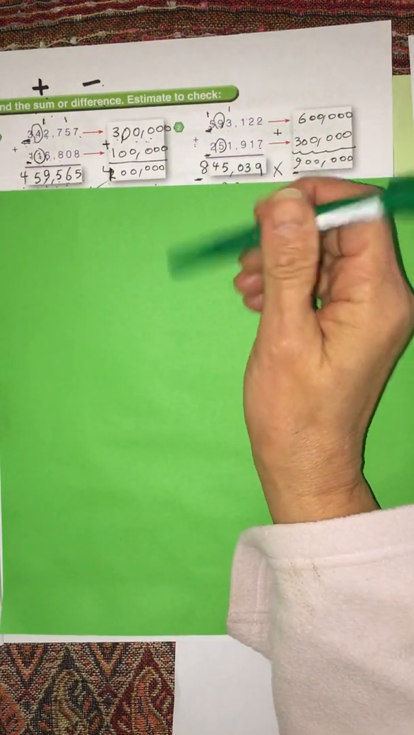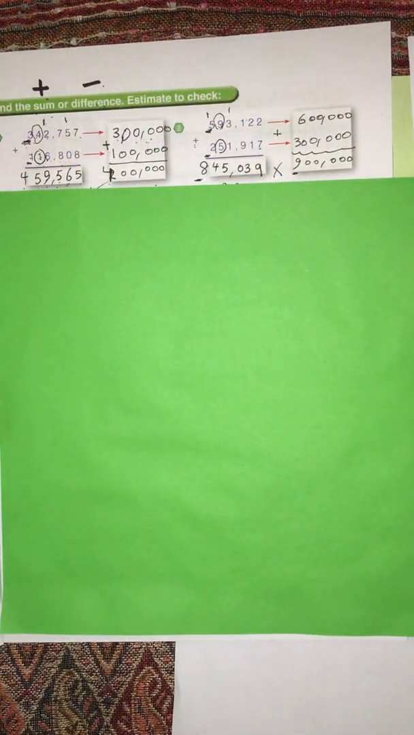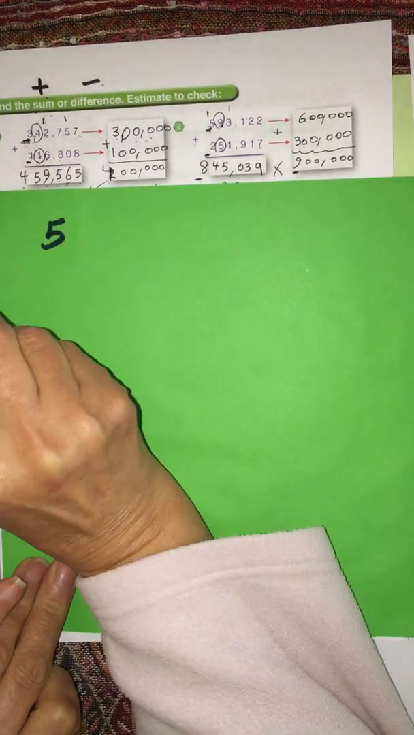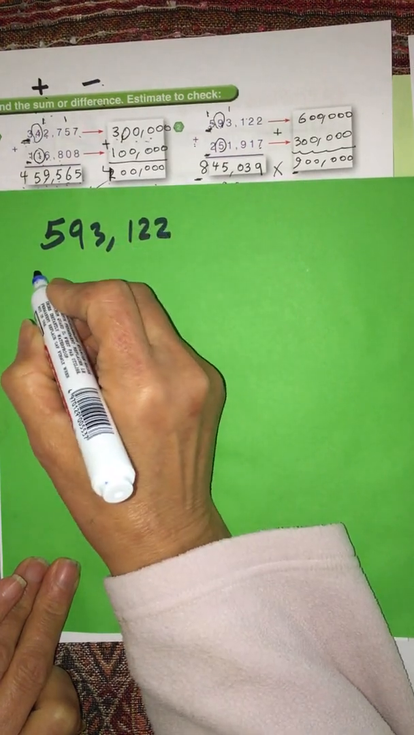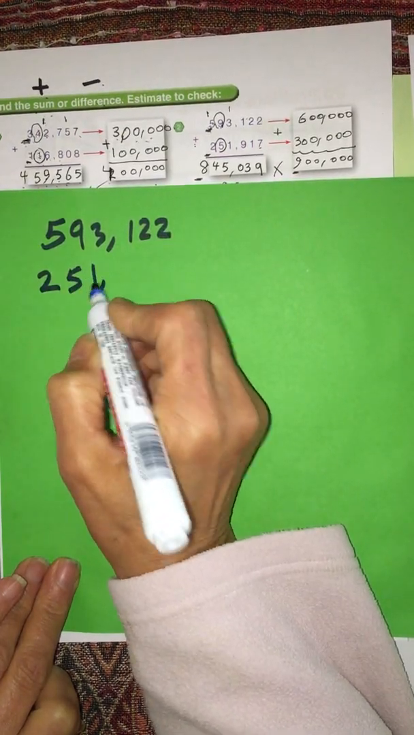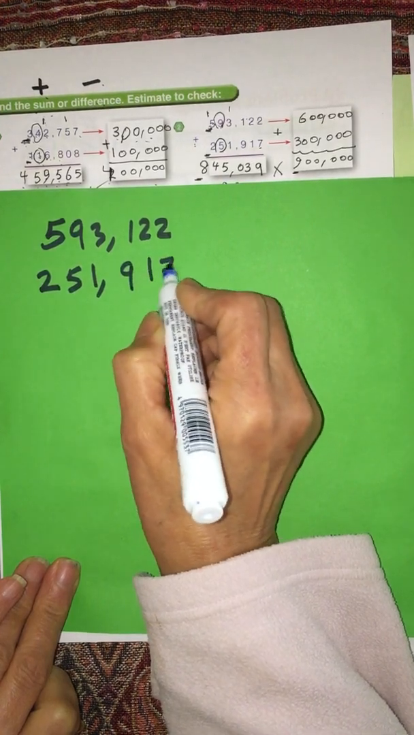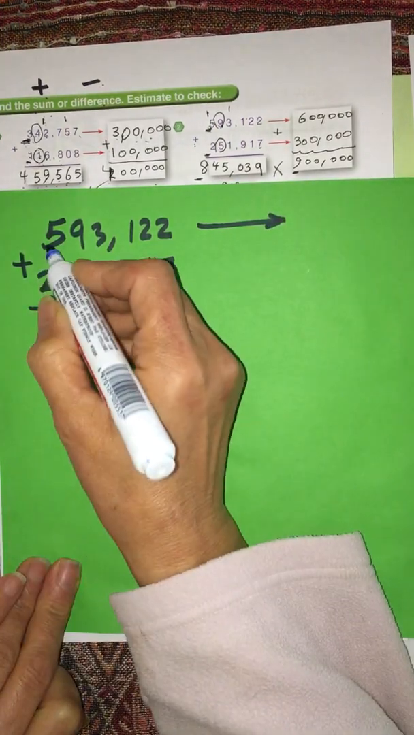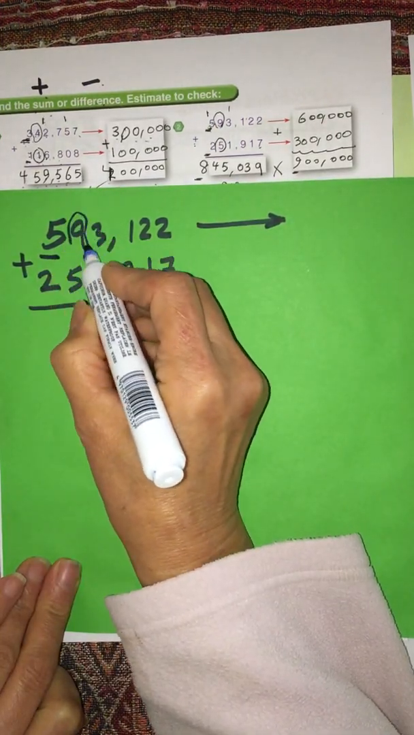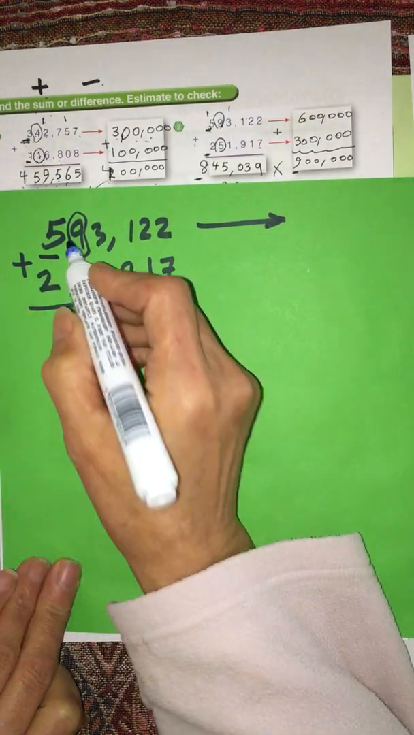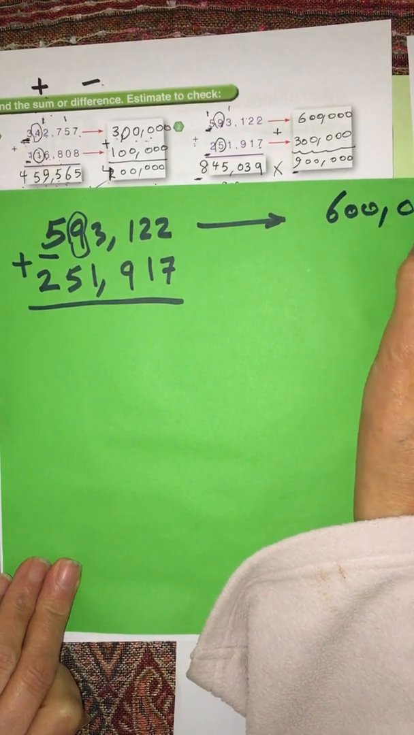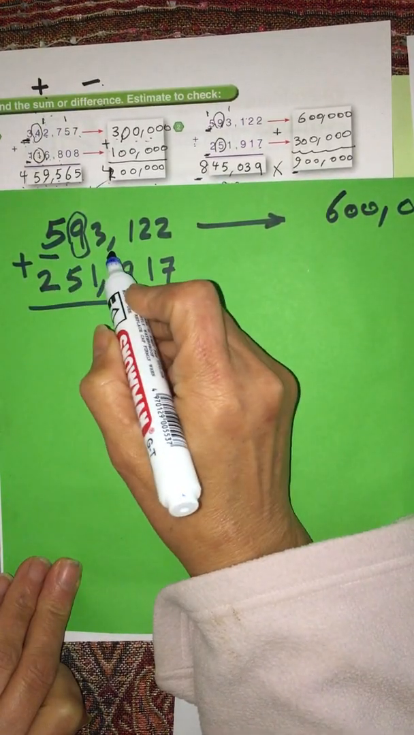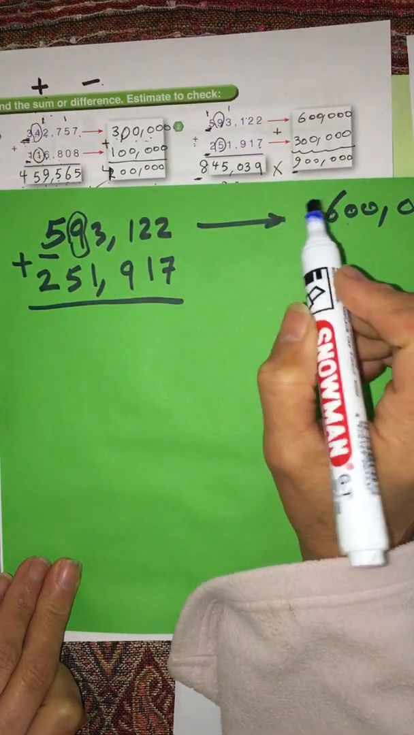Now let's go and do question number 2. I will write it here. 593,122 plus 251,917. Okay, what you are going to do, you are going to add. First we are going to estimate. Underline the 5, circle the 9. The 9 will give the 5 because the 9 is from the second group. So my number will be 600,000. If you estimate this, it will be 600,000.